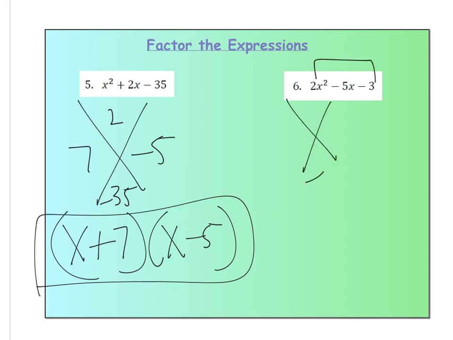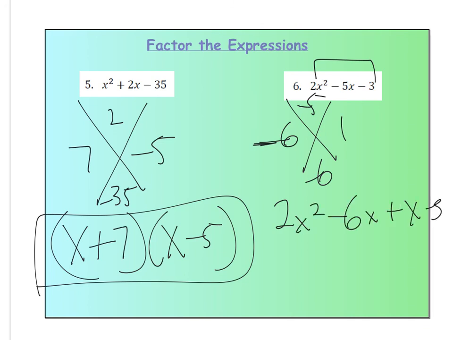So that's going to be multiplies to negative 6, adds up to negative 5. So I'm going to go with negative 6 and positive 1. So that's negative 6, positive 1. So I'm going to rewrite that as 2x squared minus 6x plus x minus 3.